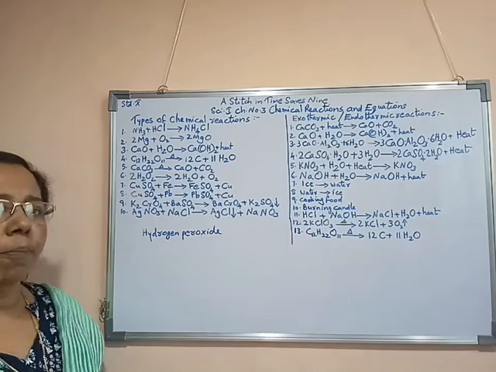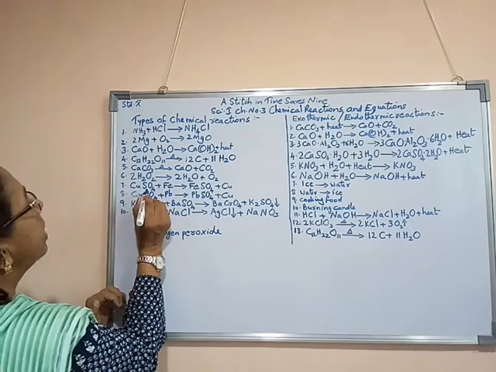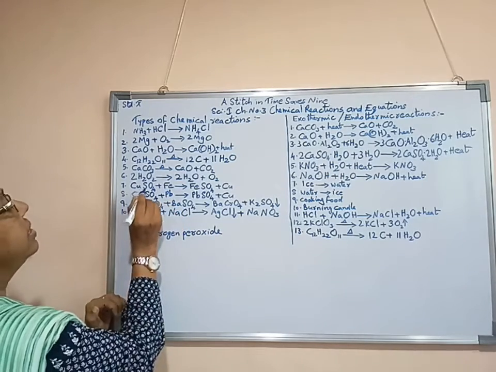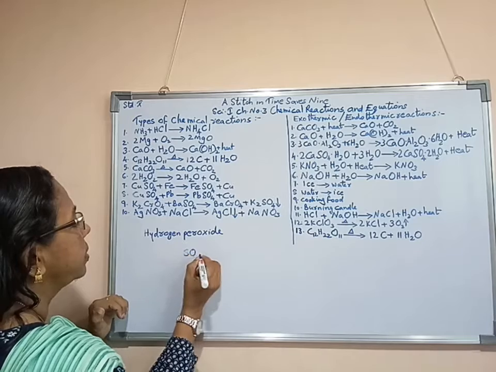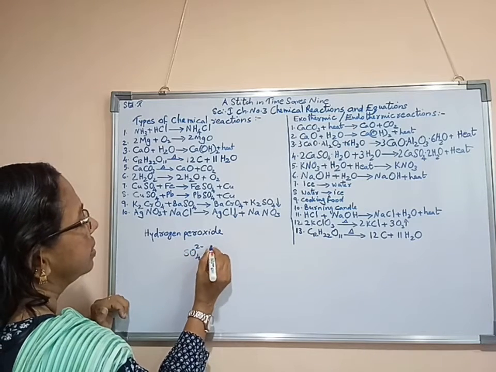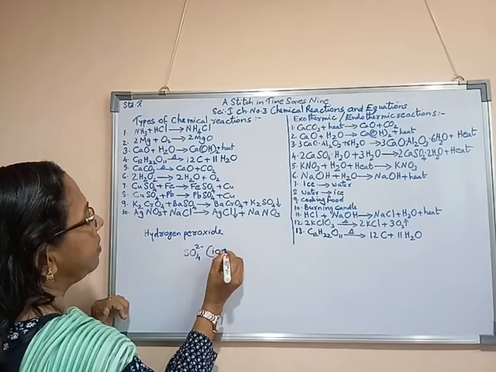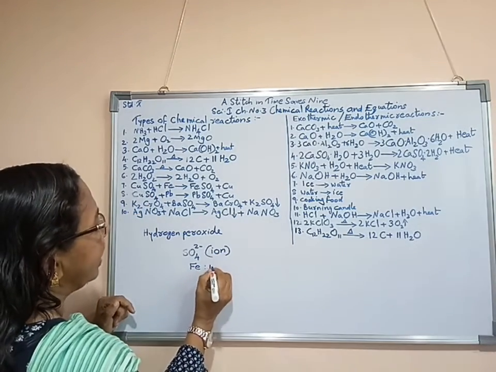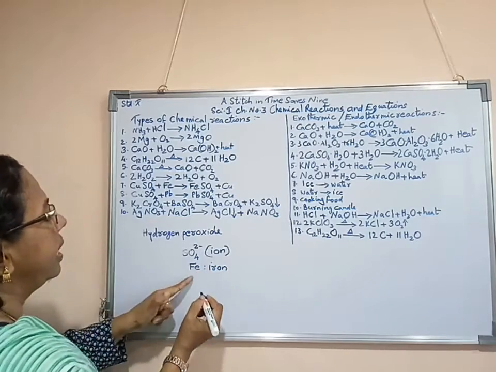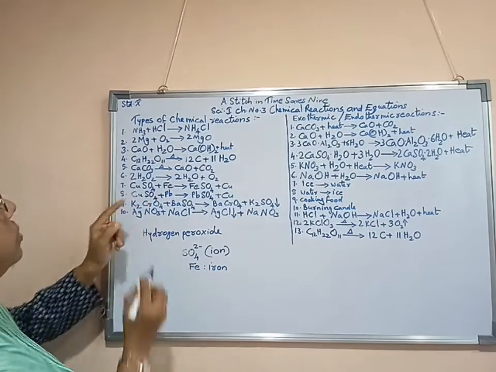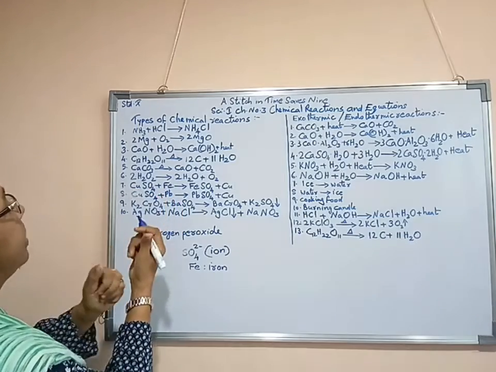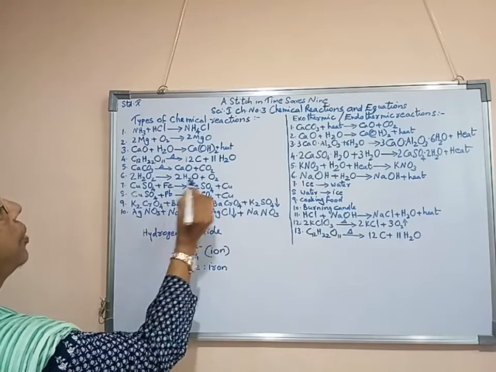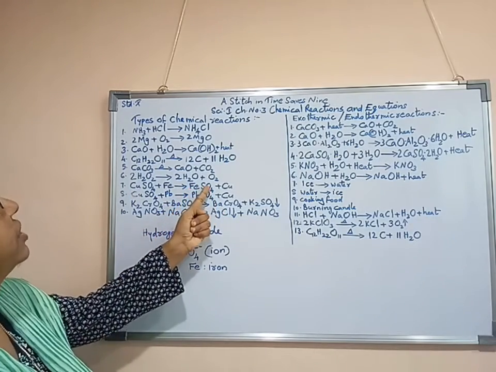reactive than copper. As a result of it, this ion is taken by iron. This ion SO4 2 minus, this is sulfate ion. Fe, that is iron. It is a metal. This is the ion. So this ion receives or takes sulfate ion and forms its own ion, that is FeSO4.